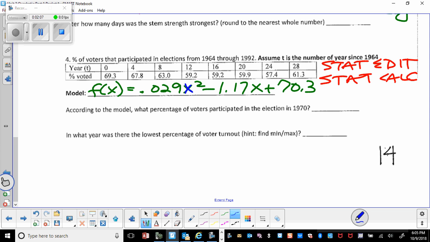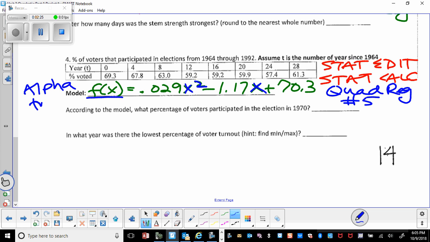Okay, you have to have the x squared and the x to make it be a quadratic model, right? Because remember, this was quadratic regression. That was number 5, right? And then to store it here, you did alpha trace, right? That's how you get your Y1.